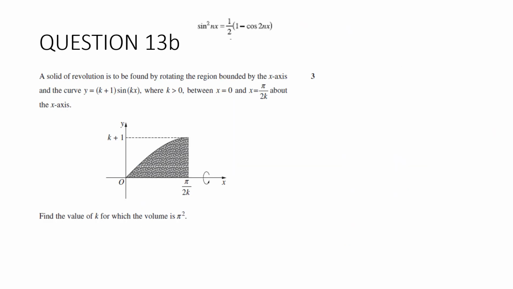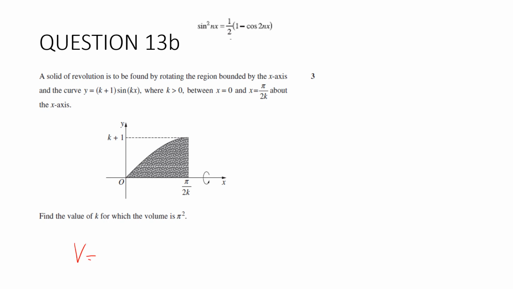13b. A solid of revolution is to be found by rotating the region bounded by the x-axis and the curve y equals k plus 1 in brackets sine kx, k is greater than 0, between x equals 0 and x equals pi on 2k, about the x-axis. Find the value of k for which the volume is pi squared.